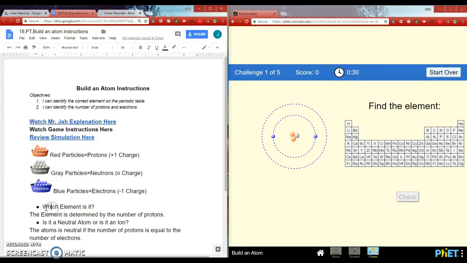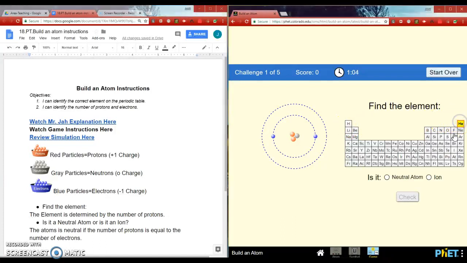Now remember, the identity of the atom is based on the number of protons. So when you're looking at this one right here, which element is it? Find the element, right? So first question is, find the element. How do you find the element? Remember, the element is determined by the number of protons. So you take a look, how many protons does this particular atom have? You're going to count how many red particles, so that's 1, 2. So this should be helium. So you go 1, 2, you click on helium.